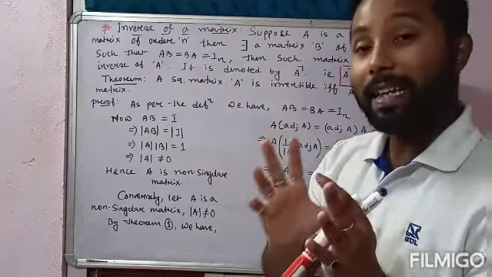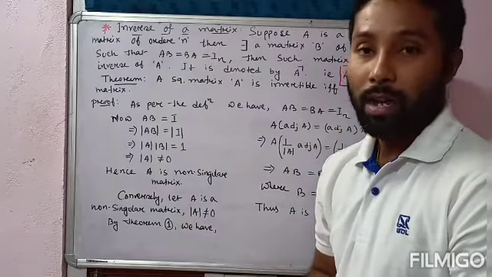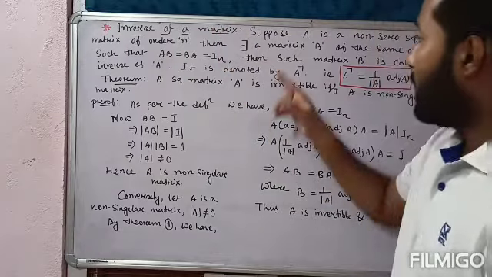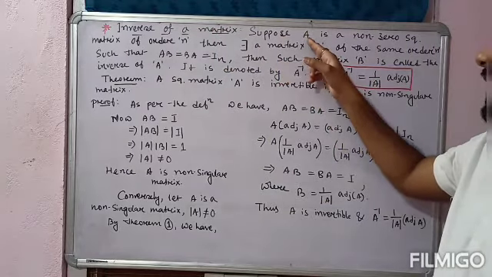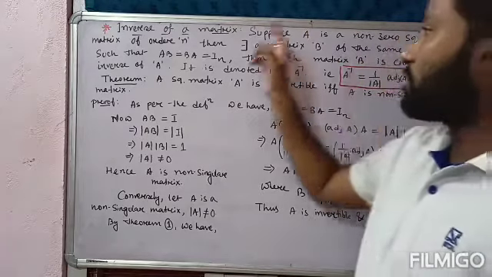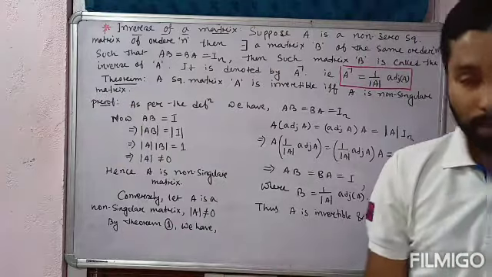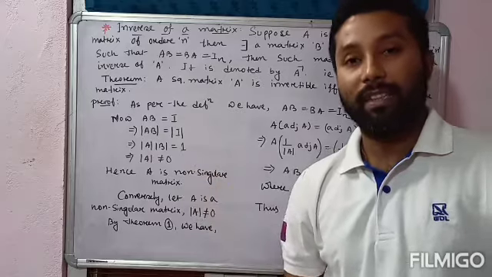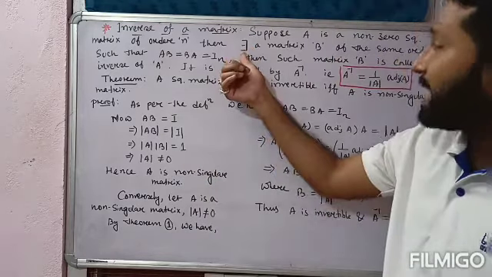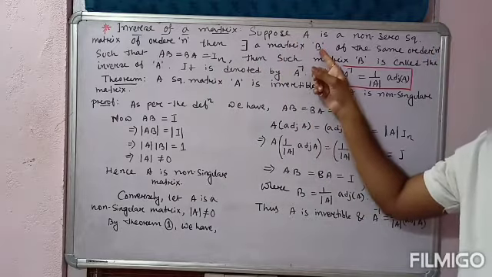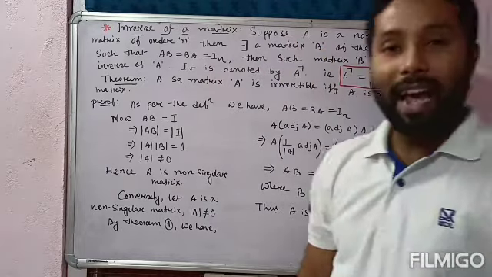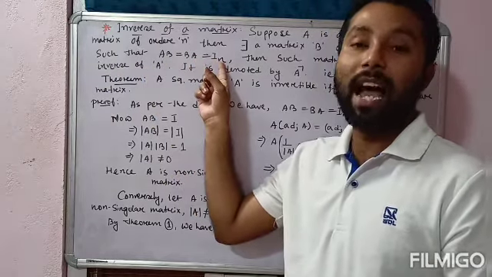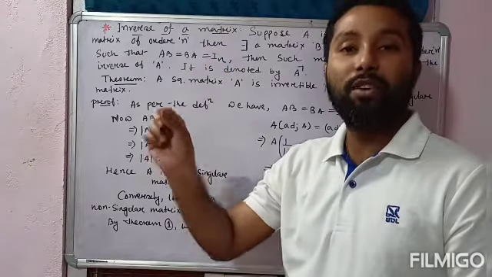So first I will explain what its meaning and definition is. Along with that, some theorems are also there. So inverse of a matrix is what? Suppose there is a matrix A which is a non-zero square matrix of order n. Then there exists another matrix B of the same order n such that AB equal to BA is equal to IN, where I is the identity matrix of order n.